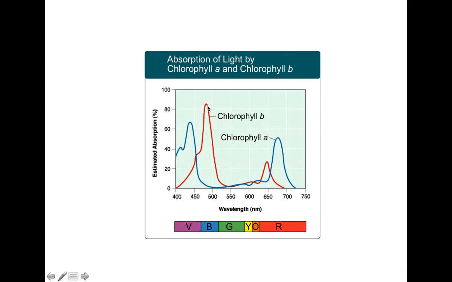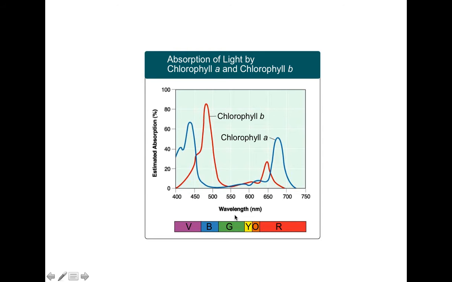And you can see here we've got these big peaks. This one is in the blue range, and then chlorophyll A has a big peak in the red range, and then chlorophyll A also has another one down in the violet range. Notice where both of them are low, though, is in the green range.